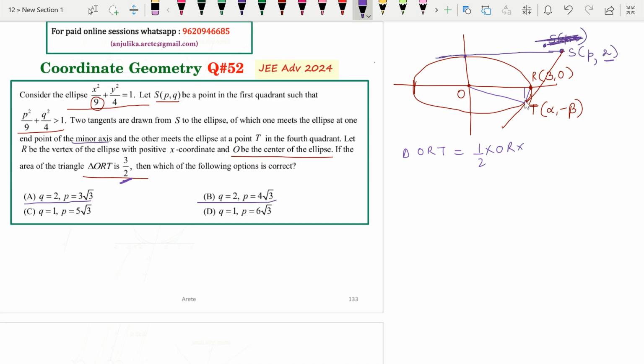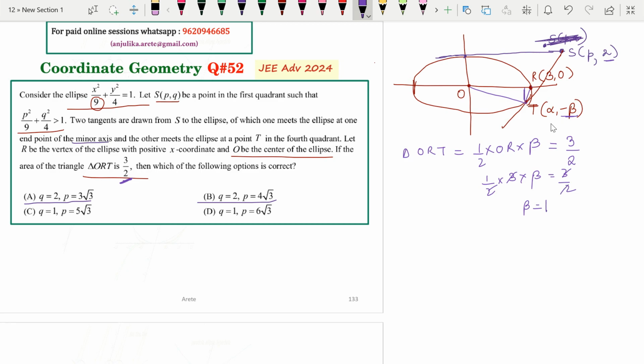This is the height, right? So if this is minus beta, can I say that it's beta? The height is beta, the length is beta. Now this area they have given is 3 by 2. Do we know OR? Yes, that's 3. So you have half times 3 times beta is equal to 3 by 2. So what do you get? You actually got your beta value. That's 1. Beta is 1.